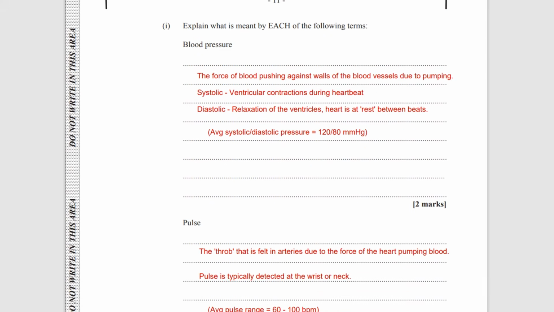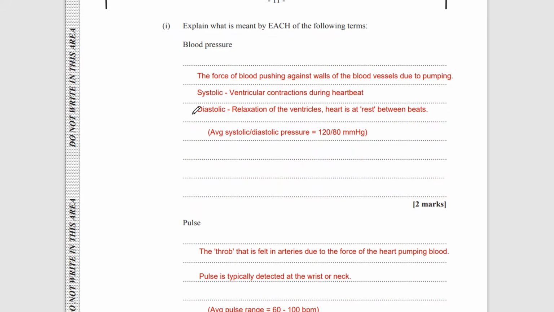So they say explain what is meant by the following terms, and the terms are blood pressure and pulse. So blood pressure, remember, is divided into systolic and diastolic, but the general definition for it is the force of blood pushing against the walls of the blood vessels due to pumping, usually against the arteries. Remember, pressure is force over area. So the more force the heart has, the more strain the heart has as it pumps out that blood. That is what blood pressure is.